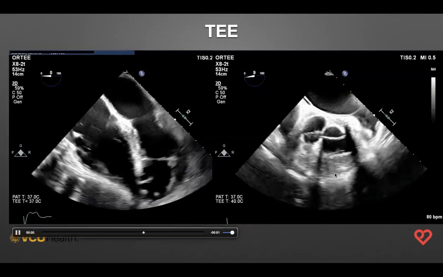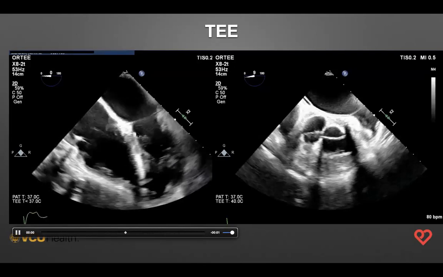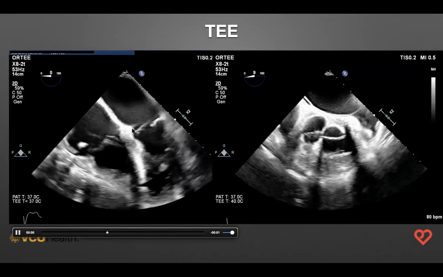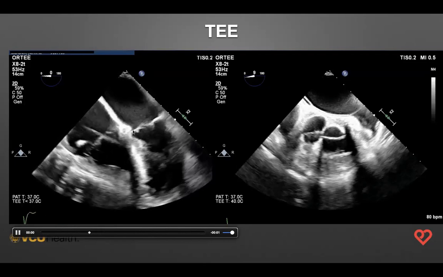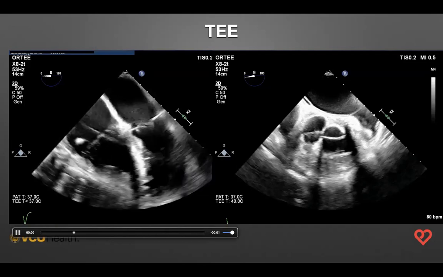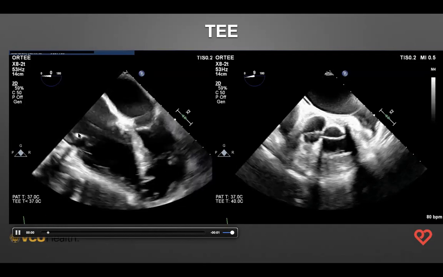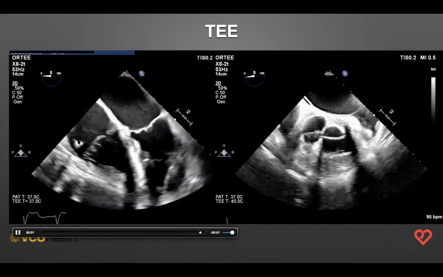I wanted to show the TEE image. On this image, I'll call your attention to look at the apical displacement of the tricuspid valve. Therefore, this is most likely the right ventricle. This is the left ventricle. This is the left atrium. This is the right atrium. You see a lead in the right atrium on this image.